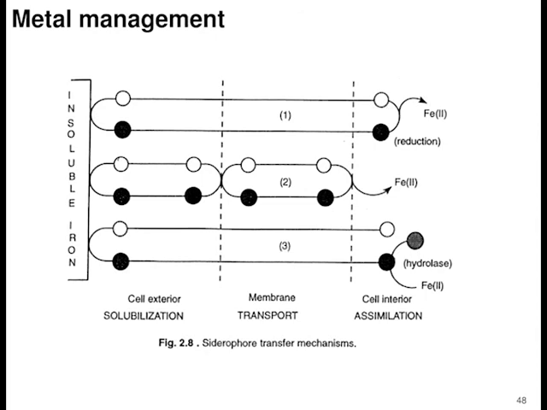The last one is drastic. The siderophore is released from the interior of the cell out to the bloodstream, captures the iron, then goes back into the cell, and then the iron is released via a hydrolase enzyme. This is the destructive method. The siderophore can no longer be recycled back. So, three siderophore transfer mechanisms. If I ask you to discuss siderophore transfer mechanisms, please give me this.